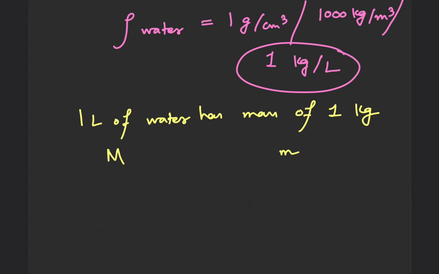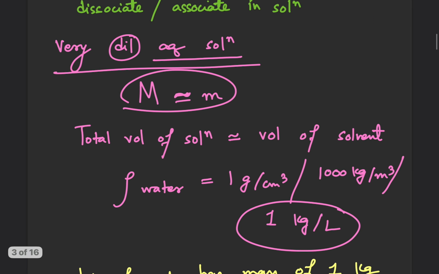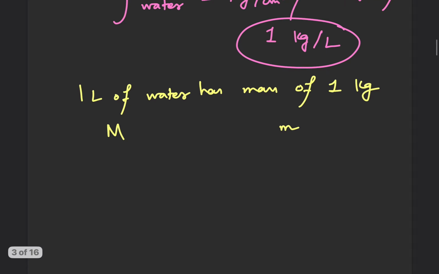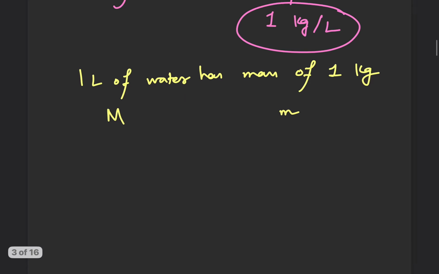So therefore, the denominator term in molarity and the denominator term in molality are the same. And obviously the numerator is the same because the number of moles is the same. So therefore, we can say that molarity is approximately equal to molality in a very dilute aqueous solution. Okay. So therefore, using these facts, we can proceed.